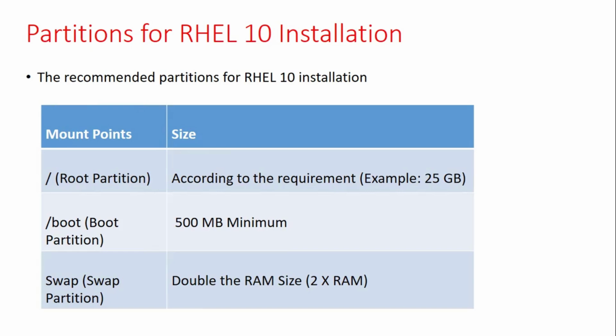The next partition we have to create is the boot partition, slash boot, where your booting files and kernel will be located. The minimum size required for that is 500 MB, which can be increased according to your requirement. We are going to select around 1 GB for the boot partition. The next partition is the swap partition. The swap partition is virtual memory used by the system apart from your RAM, and the size of the swap partition should be double your RAM size.